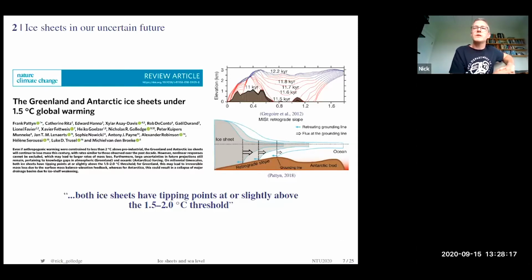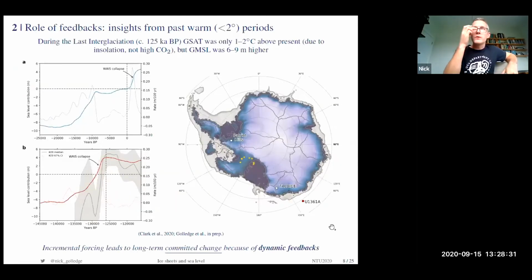And so the big question then becomes not so much how much the ice sheets are going to contribute to sea level, but the rate at which they're going to do that. That becomes the real question. Next slide, please.